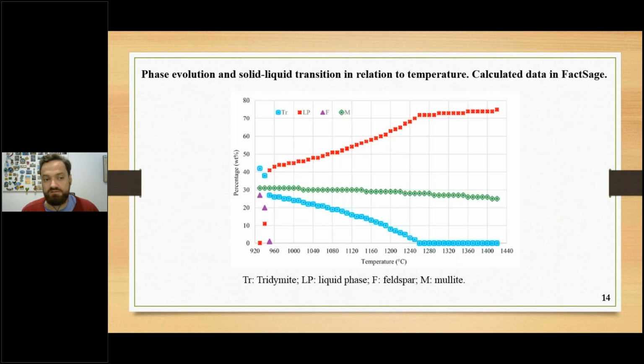Here it is possible to see the phase evolution and solid-liquid transition in relation with temperature of the triaxial ceramics. The calculated data was made by FactSage. Here it is possible to see on the horizontal axis the temperature in degrees Celsius. The vertical axis is the mass percentage. It's possible to see the evolution of the liquid phase, LP, the evolution of mullite, M, and the evolution of tridymite.